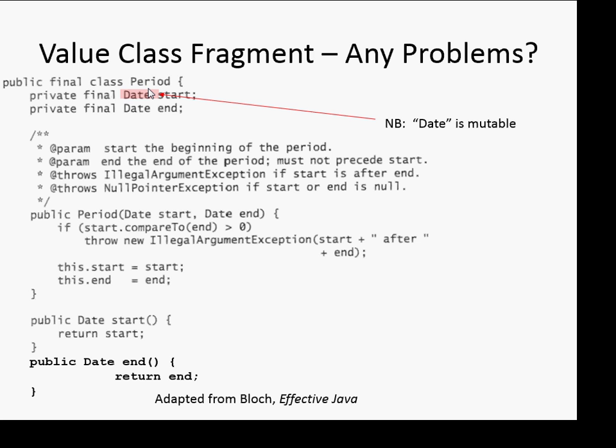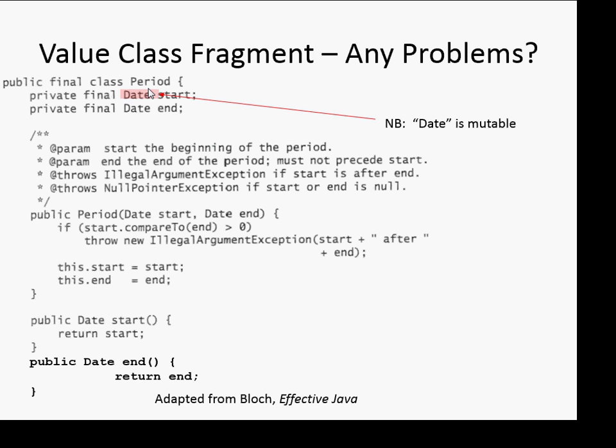I say, give me a new period with this being the start and this being the end. And it goes off happily and sets its instance variables to refer to those. But I still may have a reference externally. So I still have a reference externally to them. I called new period with this start and this end. I still have a reference to start externally, and after this is created, I can modify that.